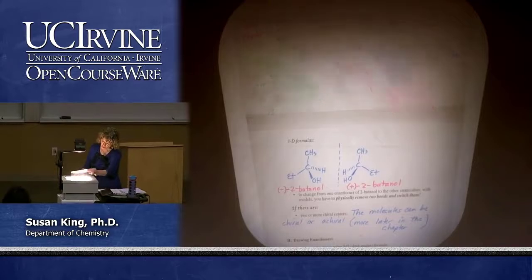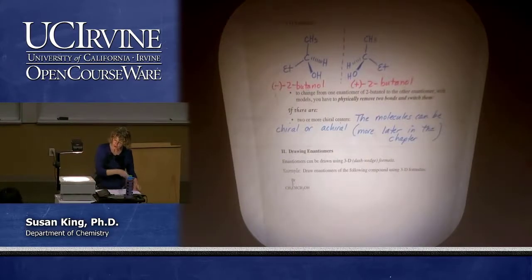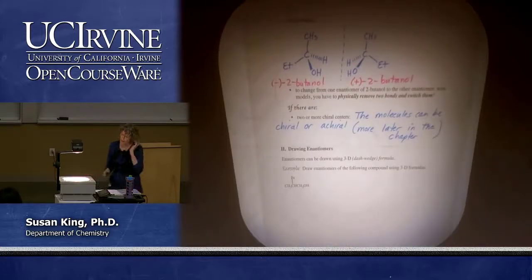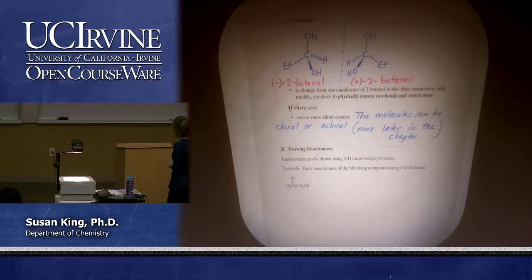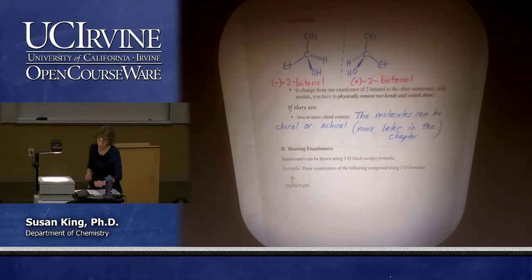So let's talk about drawing enantiomers. We use 3D dash wedge to draw enantiomers. So here's a sample question here. Draw the enantiomers of the following compound using 3D formulas. So 3D meaning dash and wedge. So first we want to find any stereocenters.